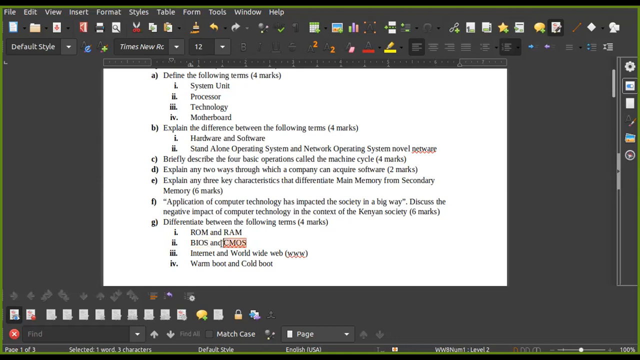CMOS is basically a small battery that allows us to keep these configurations alive. How does your computer tell time? How does it maintain time configurations? Complementary metal oxide semiconductor allows us to do that, to ensure that these utilities are always up and running even when the computer is shut down.